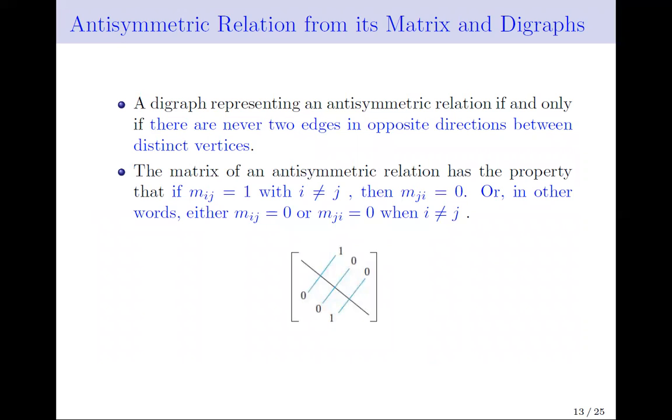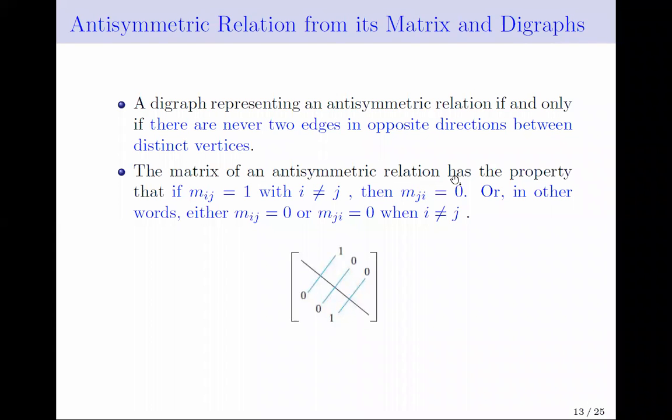Now we have antisymmetry in terms of matrices and digraphs. A digraph represents an antisymmetric relation if and only if there are never two edges in opposite directions between distinct vertices. That means, suppose I have vertices 1, 2, 3. There are never two edges in opposite directions. That is, suppose I have an edge from 1 to 3, then we cannot have an edge from 3 to 1. If I have an edge from 3 to 2, then we may not have an edge from 2 to 3. Okay.